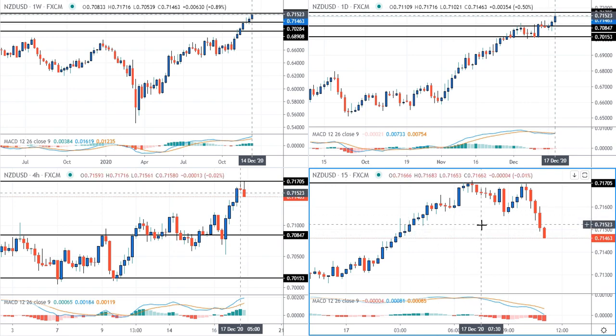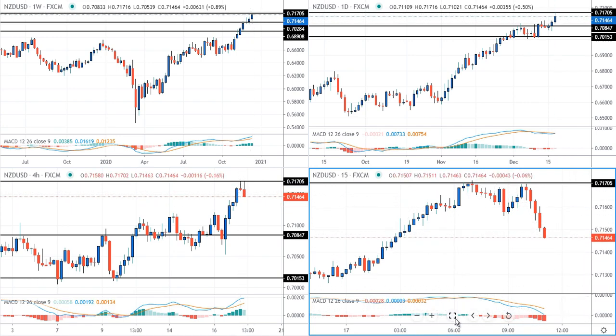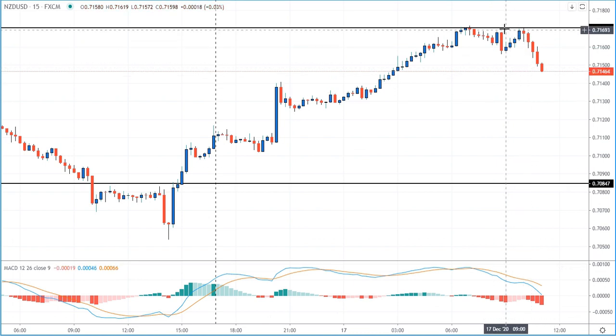Okay, let's update again here. So this is continuing to move down for us. Again, we sold it up here at 71.68 with a very small, only a 10 pip stop loss.